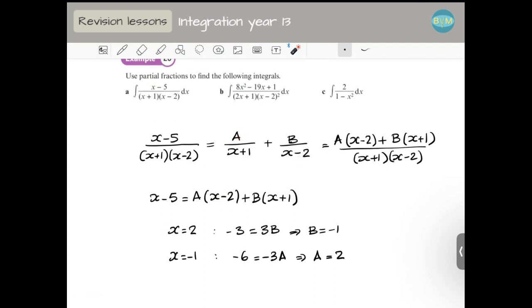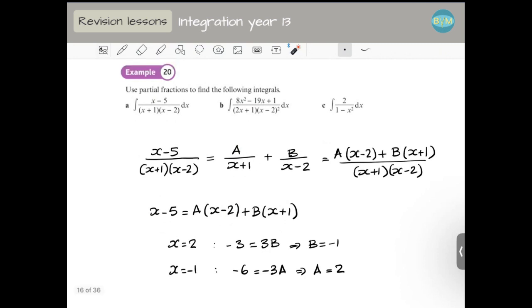And those are ln. So it becomes quite simple. It will be 2 ln x plus 1 minus 1 ln x minus 2. Do you all see that? I'm going fast because I think this is quite simple.